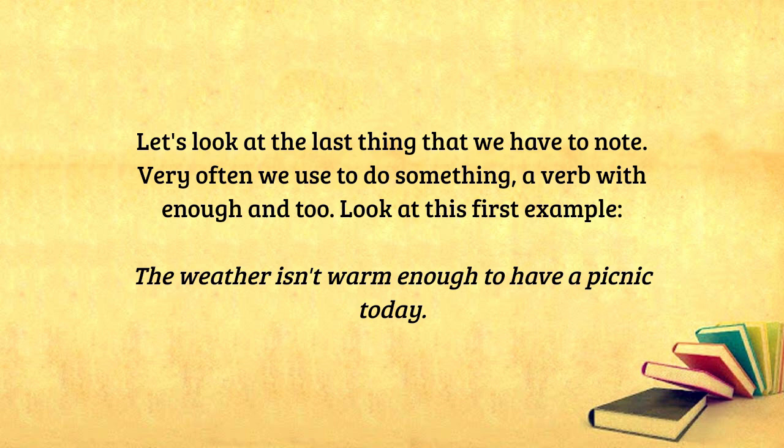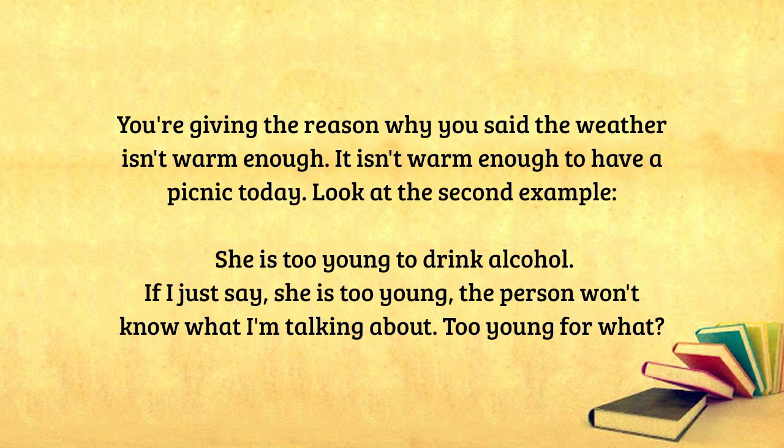Let's look at the last thing that we have to note. Very often we use to do something, a verb, with enough and to. Look at this first example. The weather isn't warm enough to have a picnic today. You're giving the reason why you said the weather isn't warm enough. It isn't warm enough to have a picnic today.